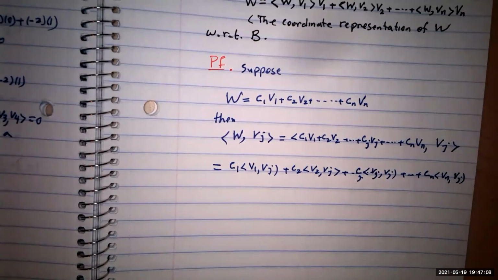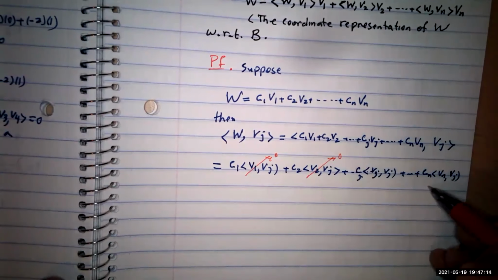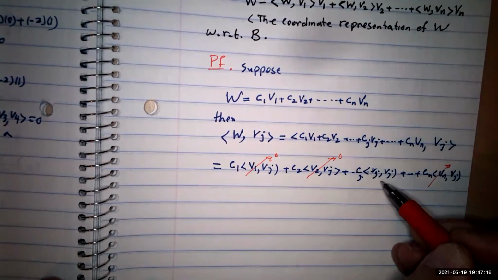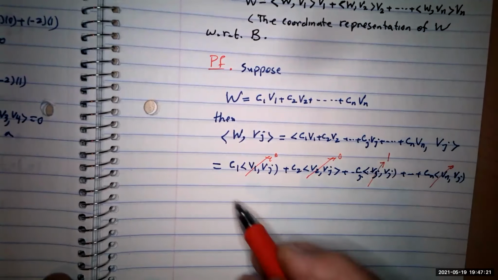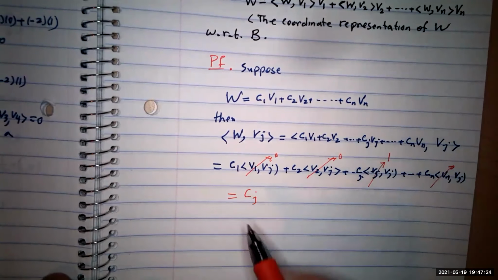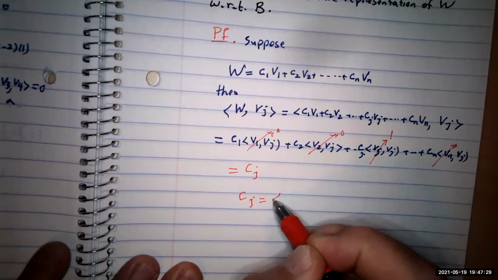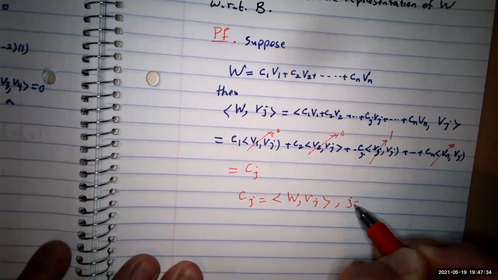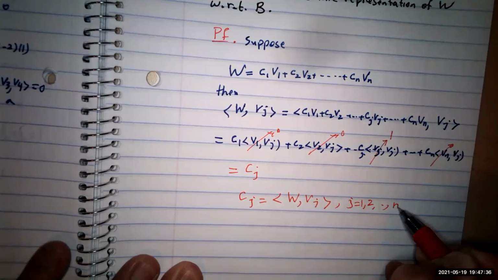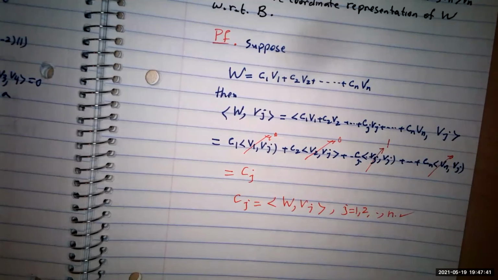You know that all of them are orthogonal, so this is going to be zero, this is going to be zero, all of them would be zero except the inner product of Vj with Vj. This is just the norm of the vector, which is 1. So this would be equal to Cj. So the coefficients are going to be the inner product of W and Vj, for j equal to 1, 2, 3, up to n. Very nice observation, and very useful.